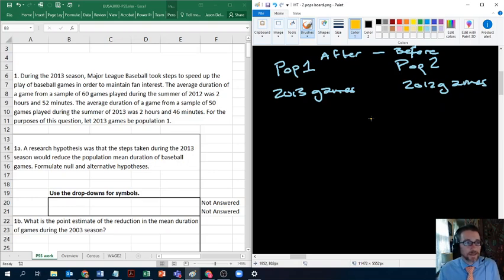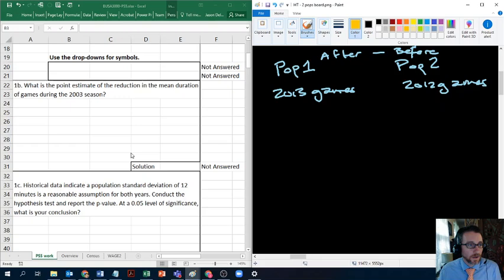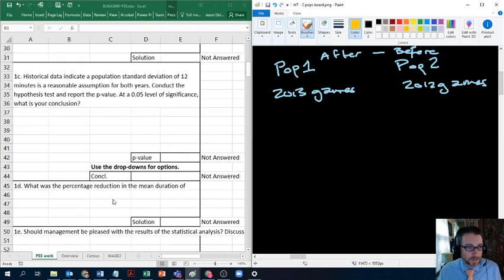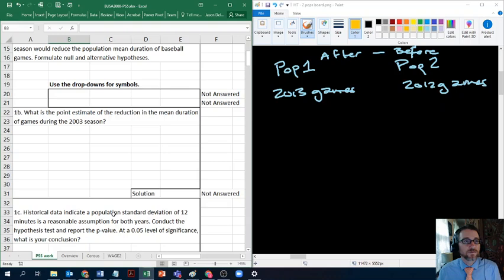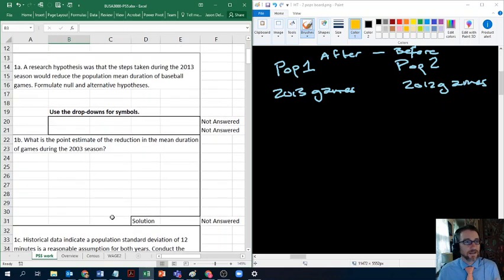And so how is this going to work? Well, we're going to be doing a hypothesis test. Let's read 1A. A research hypothesis was that the steps taken during the 2013 season would reduce the population mean duration of baseball games. Formulate null and alternative hypotheses. So we want to test, did games get shorter? They said they wanted to take steps to speed up the play. And then you can see the rest of the questions. They want a point estimate of the reduction. This part asks for a p-value and a conclusion. And then they want to know about a percentage reduction in the mean duration of baseball games here. Or it should be 2013, not 2003. And then they want to know, should they be pleased? Discuss. So essentially, they want us to run a hypothesis test and then answer some questions about it.